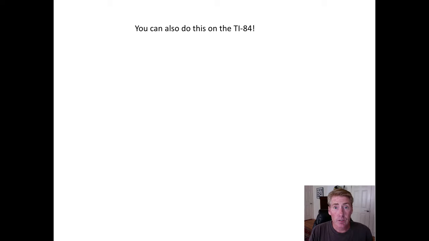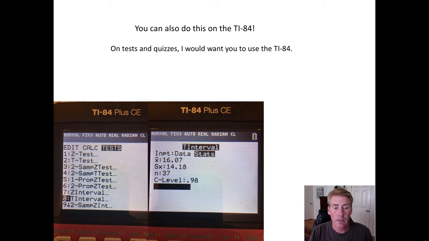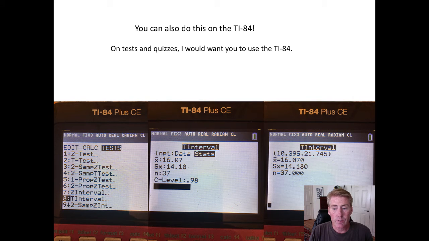You can also do this on the calculator, and on tests and quizzes, I would prefer that you use the calculator, and it would look like this. So you go to Stat, move over to Tests, scroll down until you find T-interval, type in the information that was given. You don't even have to type in the critical value. The calculator will calculate that. Confidence level is 98. And then there's the interval, 10.395 to 21.745.